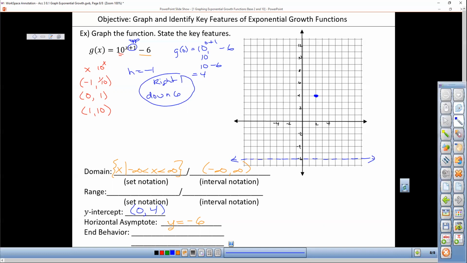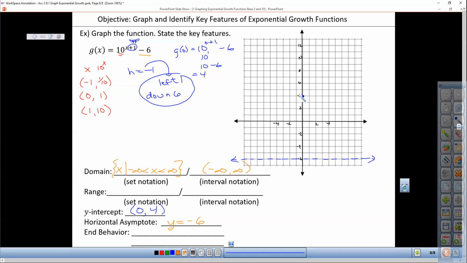Oh no. Did you catch my mistake? It's not to the right, it's to the left. H is negative. Oh no. Left 1. All right, let's fix that. So now 1, 10 will go left 1 and down 6.